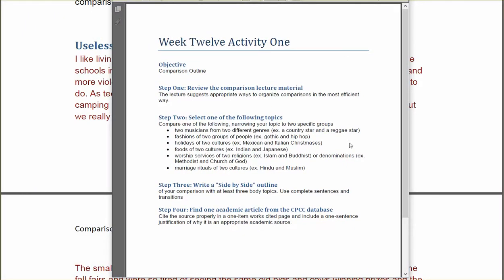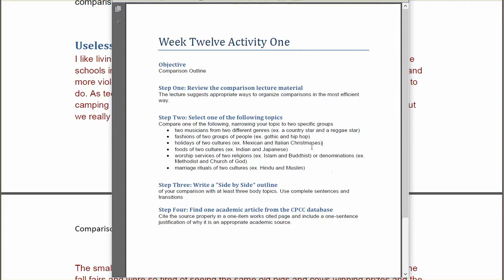So I've given you a group of topics for this activity. I've kind of done this for you since you're not actually writing an essay on it. All you're doing is writing an outline. So I didn't think you would mind using my topics. I'm asking you to compare one of these following groups, and these are all cultural sort of topics. For example, the foods of two cultures, or the marriage rituals of two cultures. And what I've done is given you an example of each one, and please don't use my examples necessarily.